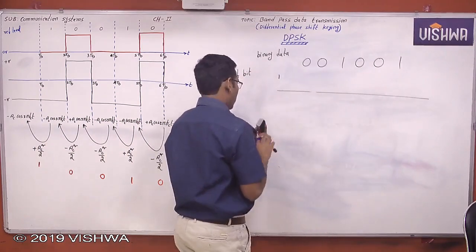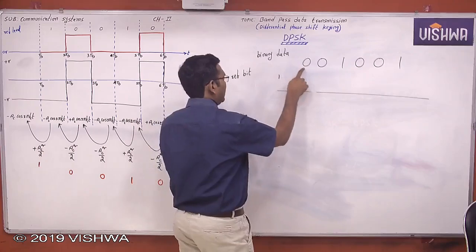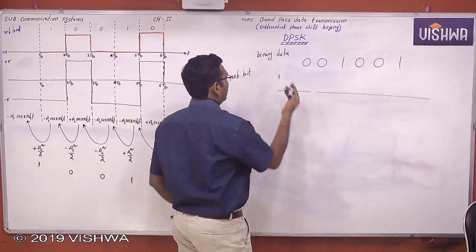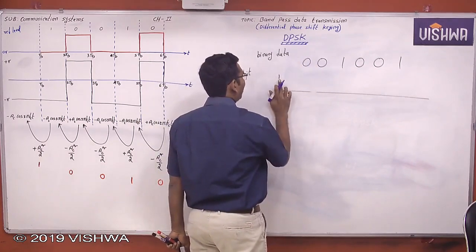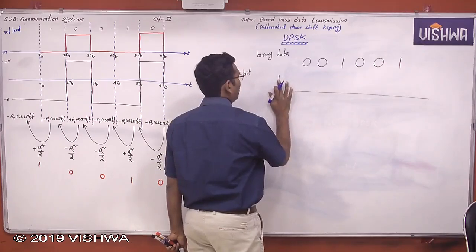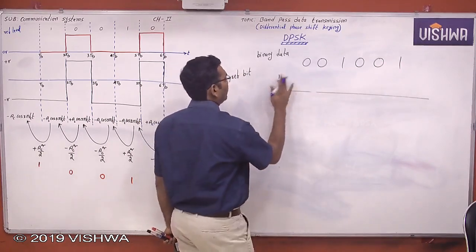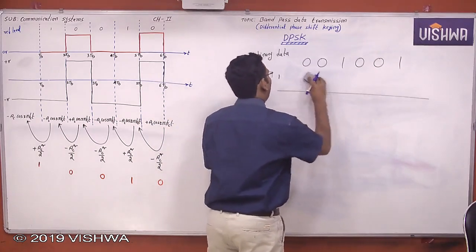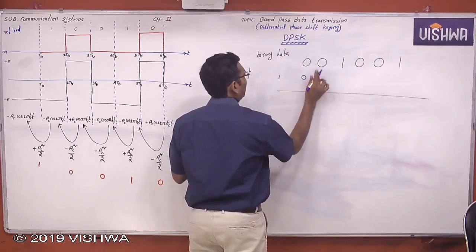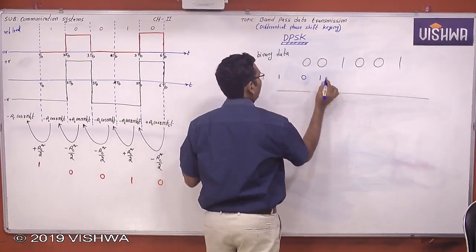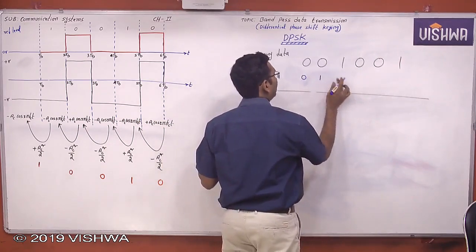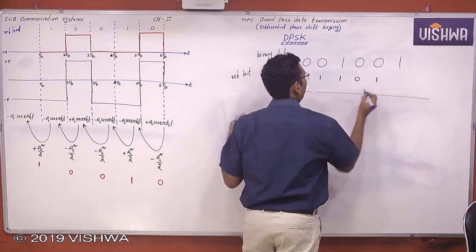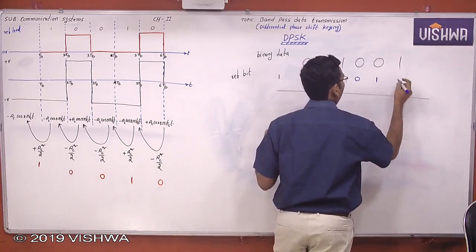Listen carefully. If your binary data is 0, the previous level is complemented. Whatever the previous level may be, it is complemented. Binary 0, previous level is complemented. Binary 1, previous level is maintained. Binary 0, previous level is complemented. Binary 0, previous level is complemented. Binary 1, previous level is maintained.